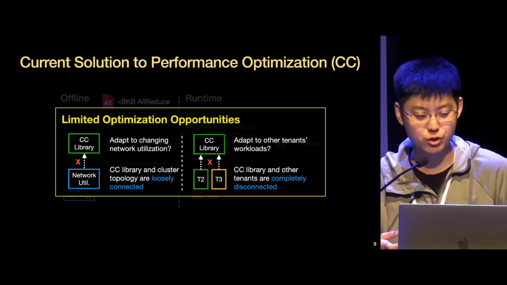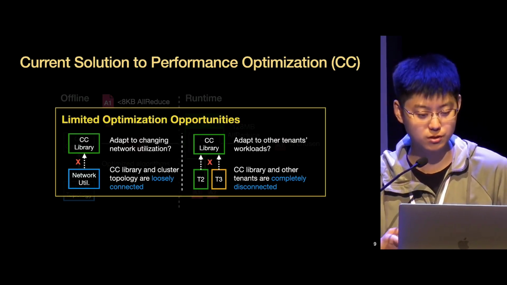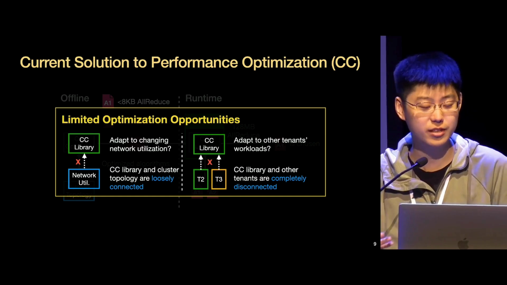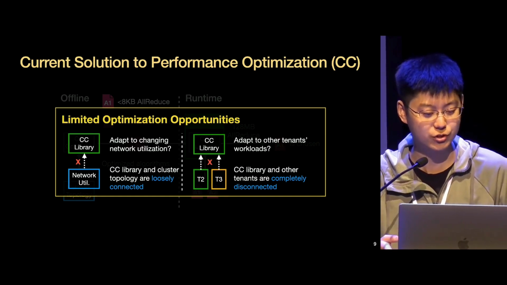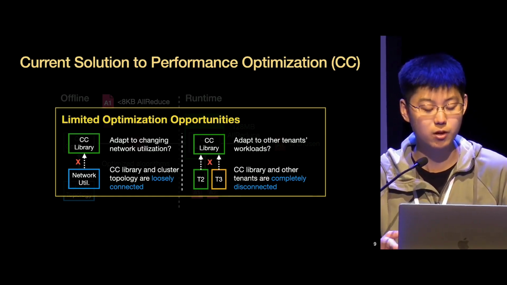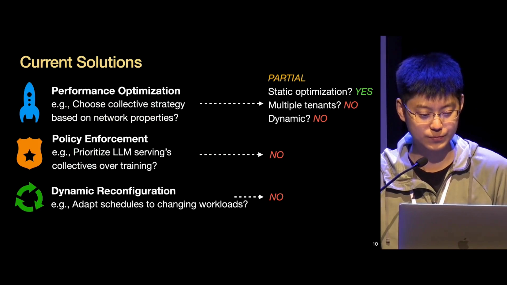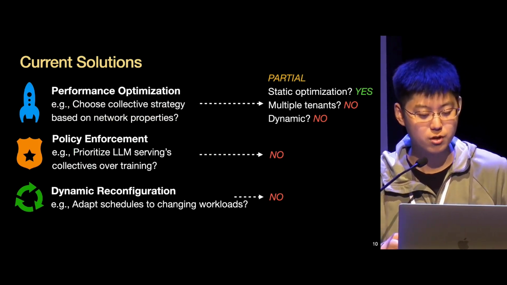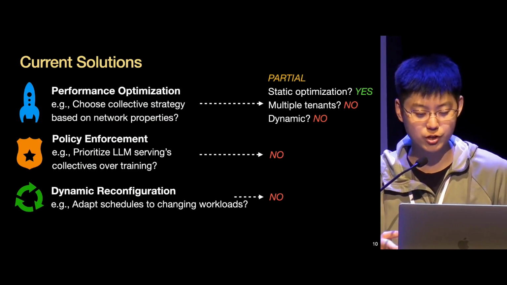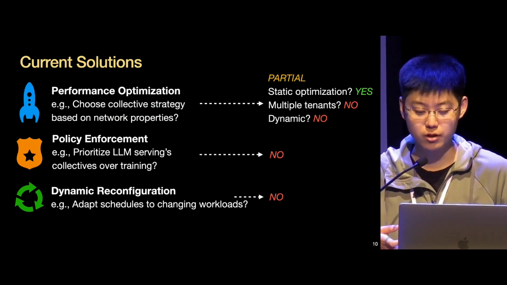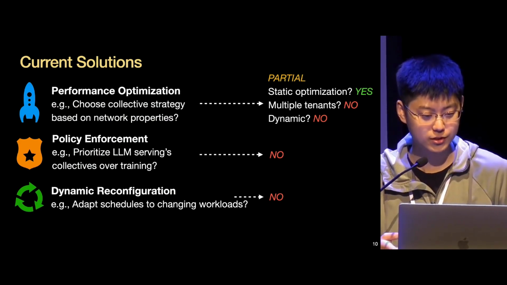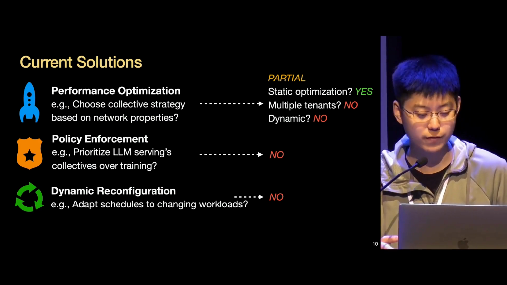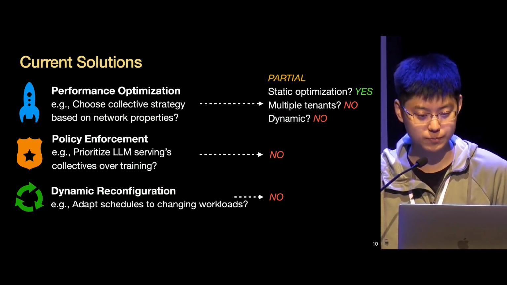However, these solutions still optimize in a limited scope. Because synthesis happens in an offline stage, they cannot adapt to changing network utilization caused either by the background traffic or workloads from other tenants. Current solutions to performance optimization are mostly based on static information and only target a single job or tenant. And as for multi-tenant policy enforcement and dynamic reconfiguration, there is no current solution.